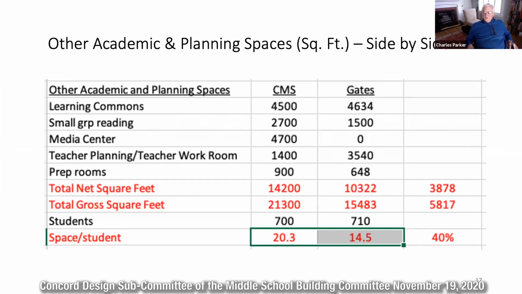Gates chose to consolidate them because for some reason they felt that they couldn't afford to have a media center and a learning commons or whatever. But that basically is the way it comes across to me. Plus, we're higher in almost every category regardless. So that's why the differences are what they are.